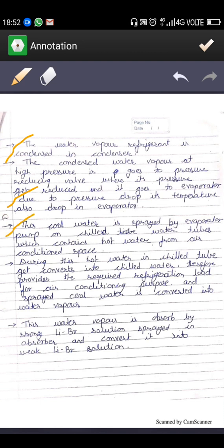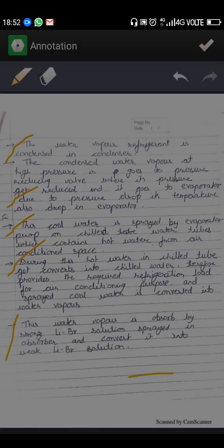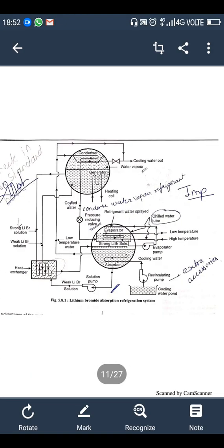This cool water is sprayed by the evaporator pump on chilled water tubes which contain hot water from the air conditioned space. During this, the hot water is chilled in the tube and converted into chilled water, and therefore provides the required refrigeration load for air conditioning. The sprayed cool water is converted into water vapor. This water vapor is absorbed by the strong LiBr solution sprayed in the absorber and converted into weak LiBr solution. Here you can see this schematic of the lithium bromide absorption refrigeration system.